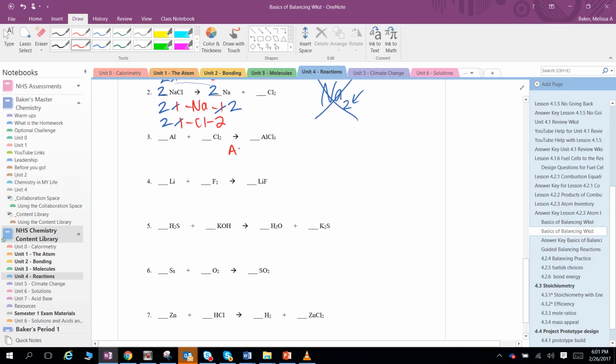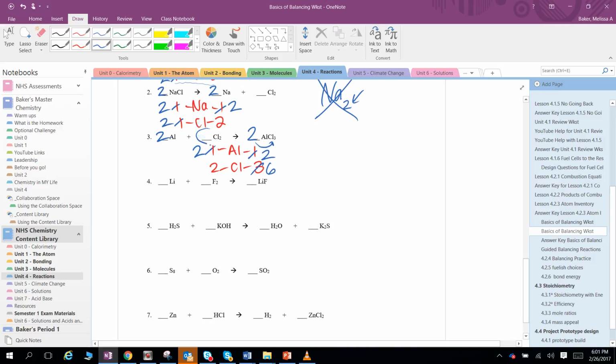Let's look at number 3. Aluminum and chlorine. 1 aluminum on the left, 1 on the right. 2 chlorines on the left and 3 on the right. Coming back to my hint, make odd numbers even. If I put a 2 out front, 2 times 3 makes 6 chlorines. And now there's 2 aluminums.